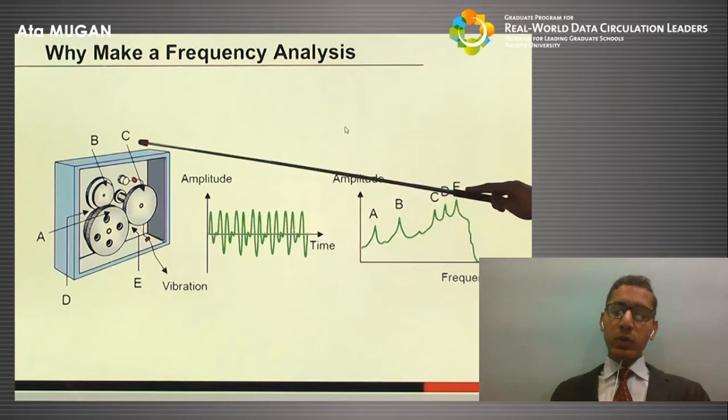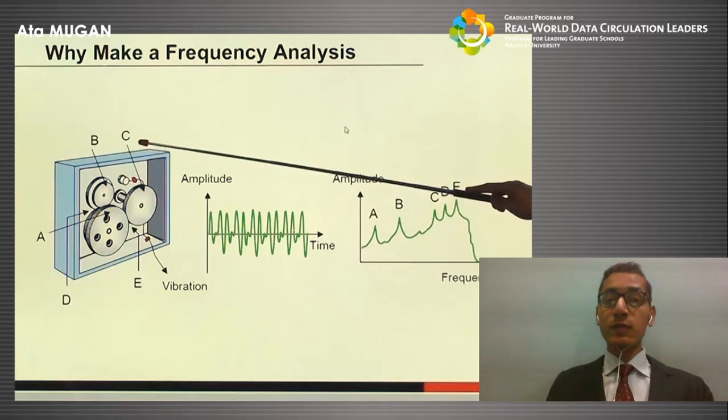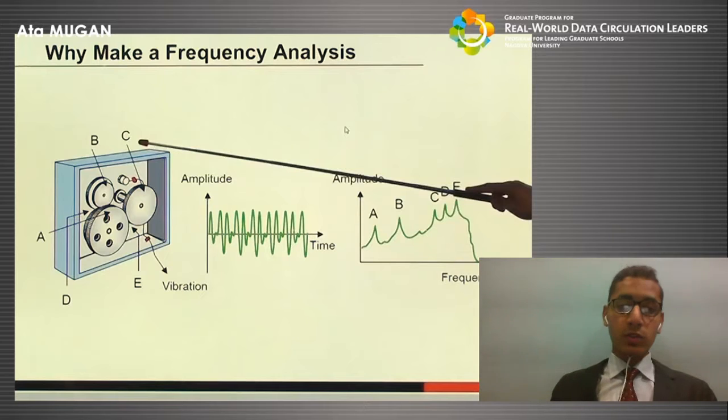Now, why do we make a frequency analysis? There is a sensor on the top of the gearbox, and all the peaks in the amplitude frequency diagram show us a mass in the gearbox. Now, this gearbox is very important. It is a very useful application in mechanical vibrations. A sensor is attached on the top, and then we get this amplitude time curve and the amplitude frequency curve. We can observe the graphs in the time and frequency domain.